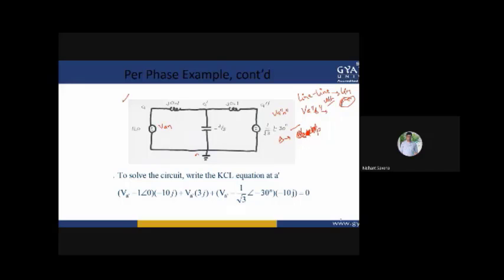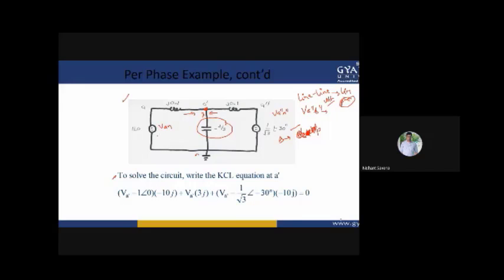To solve this circuit, we will write the KCL equation. That means this is the load connected over here, and we will apply the KCL at this node. So the KCL states that the incoming currents at this junction sum to 0. Or we can also say that the sum of the currents at this node or junction is equal to 0. So let us apply the KCL over here.